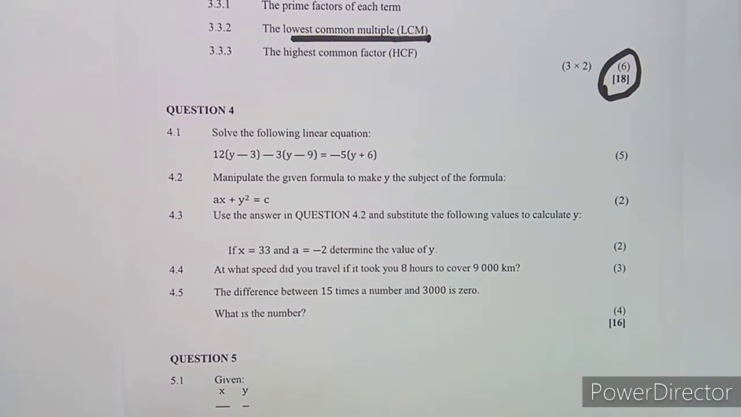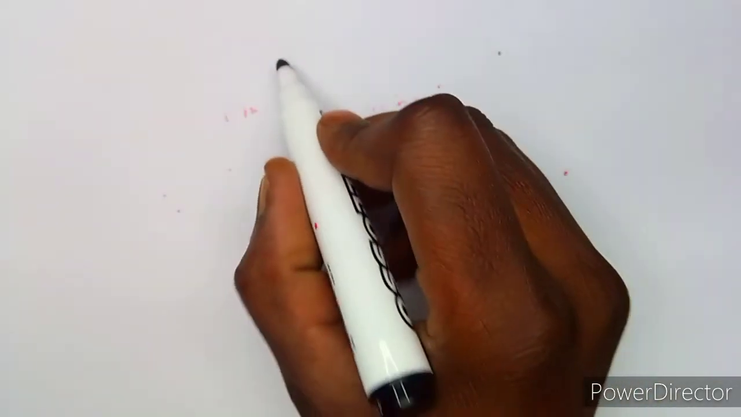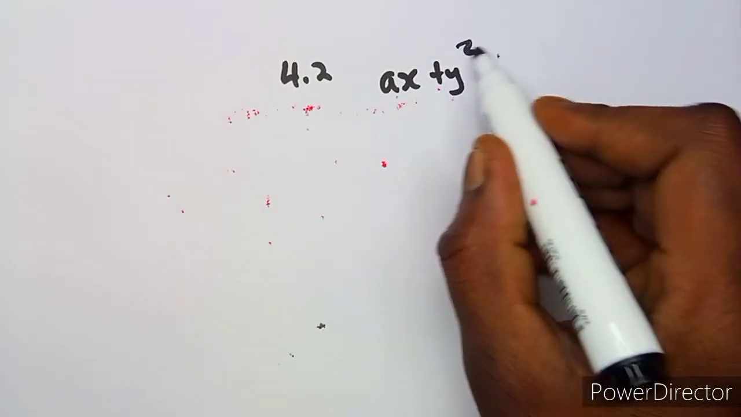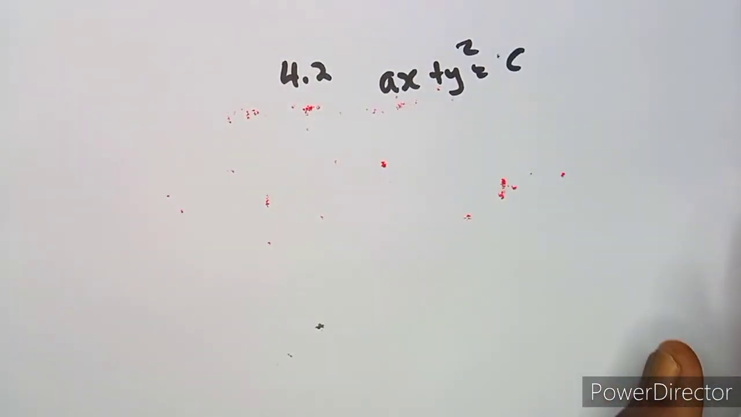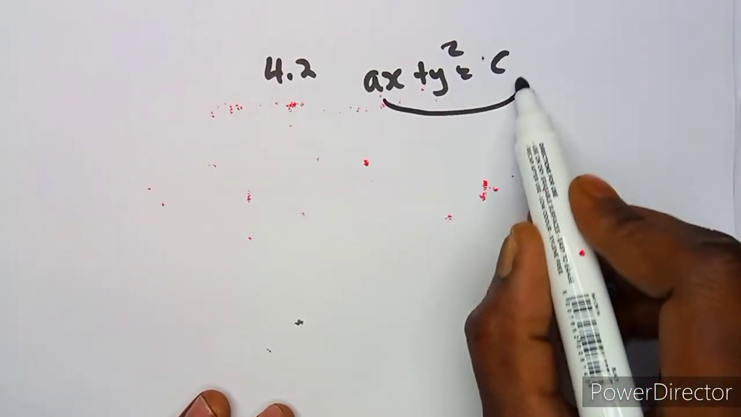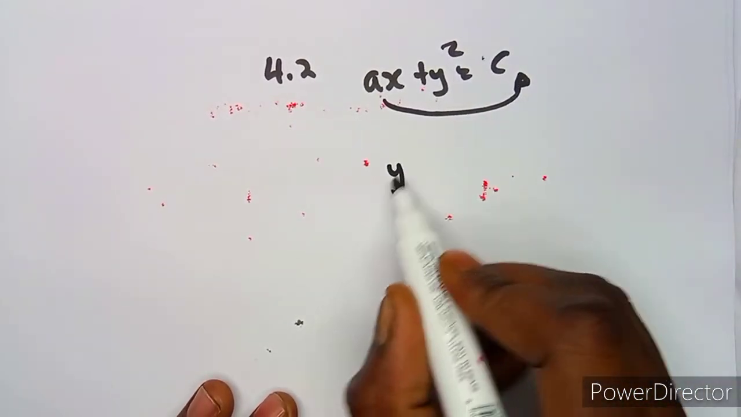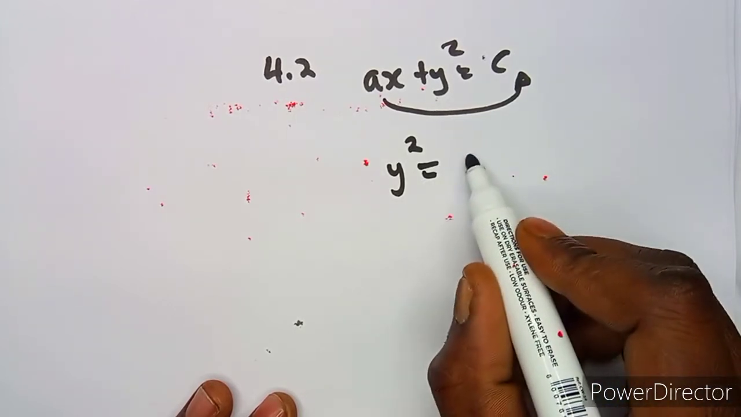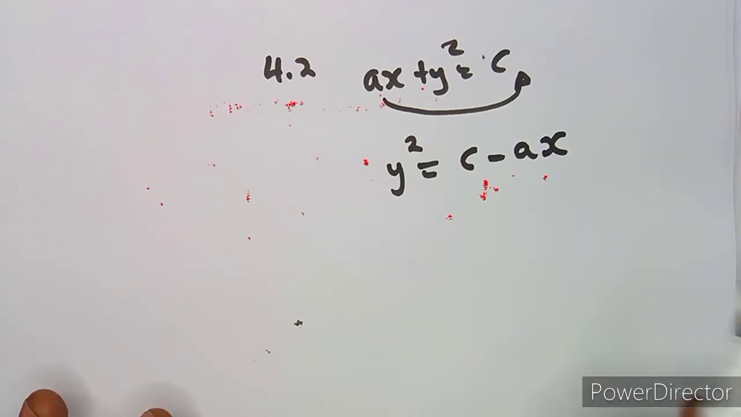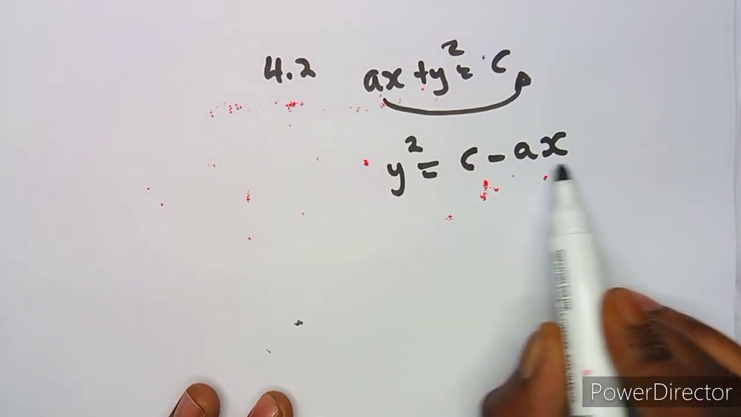Then manipulate, which is on 4.2: manipulate the given formula to make y the subject of the formula. So we want to make y the subject of the formula here on 4.2, where we are given ax plus y squared is equal to c. Let's transpose first. What is not affecting y is this ax. Transposing to this side of the equation, you're going to have y squared is equal to c minus ax.